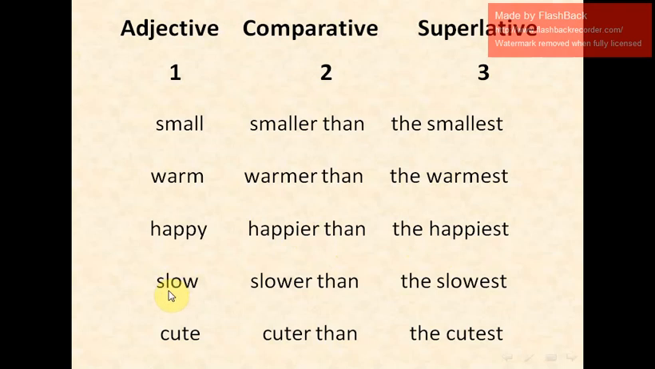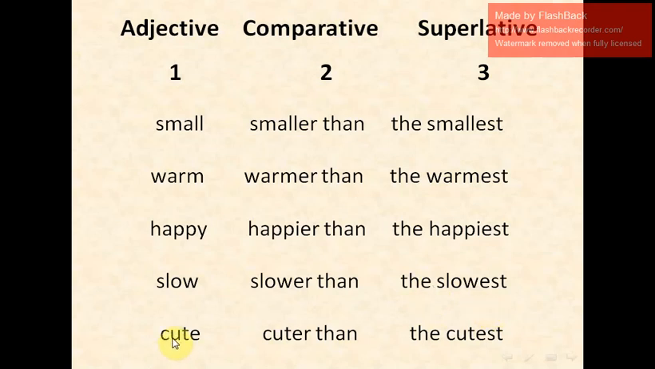Slow. This one describes only one person or one animal, for example, a turtle. Slower than: slower is an adjective that compares two. The slowest is an adjective that compares many. This is the slowest animal in the world. I'm comparing the turtle to all the animals of the world, and this is the slowest one.